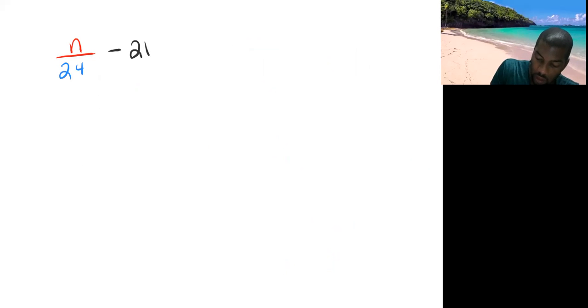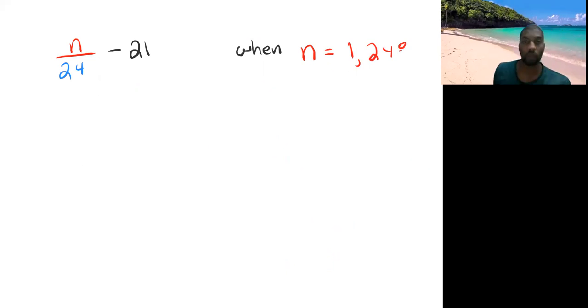If I gave you n over 24 minus 21, when n is worth 1,248, what do you do? Go ahead and pause the video and try to solve it on your own. I'll give you 10 seconds.